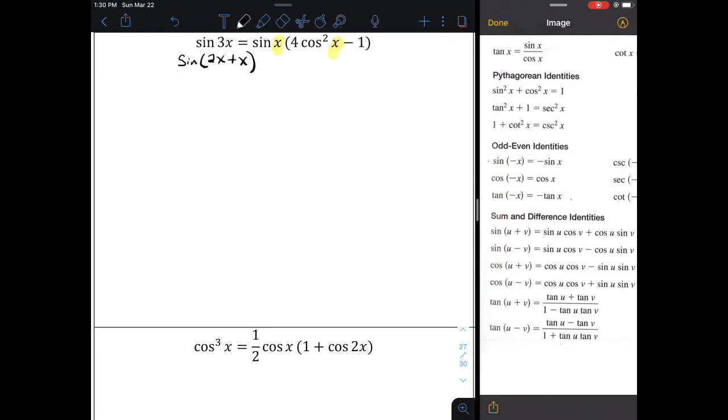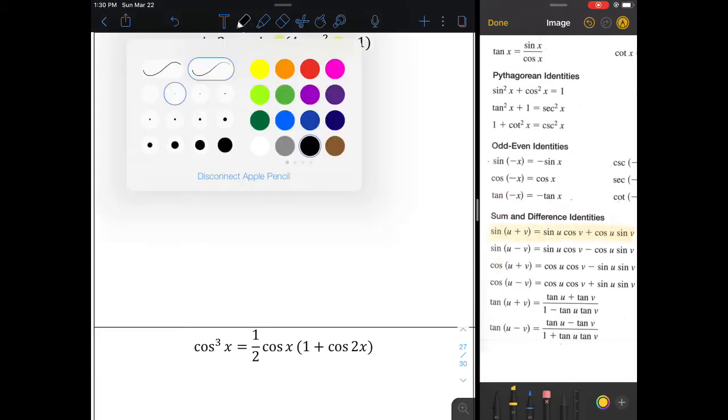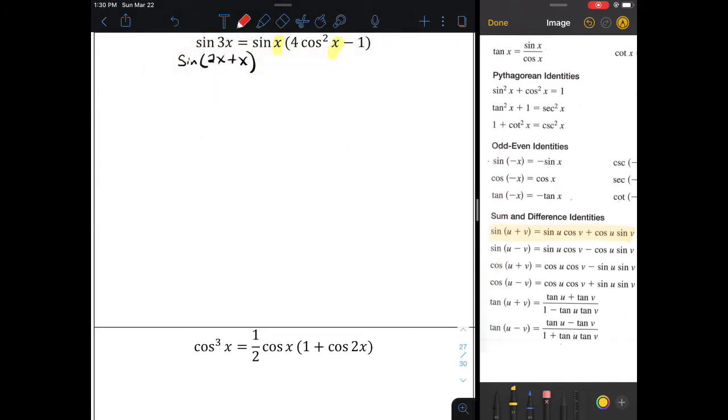And sine of 2x plus x, so two angles adding together, this is the formula I'm going to use right here. So that's going to make sine of 2x times cosine of x plus cosine of 2x times sine of x. All right, so I've reduced the inside of the angle down from 3x to 2x. Well, now I have to do something with my double angles.